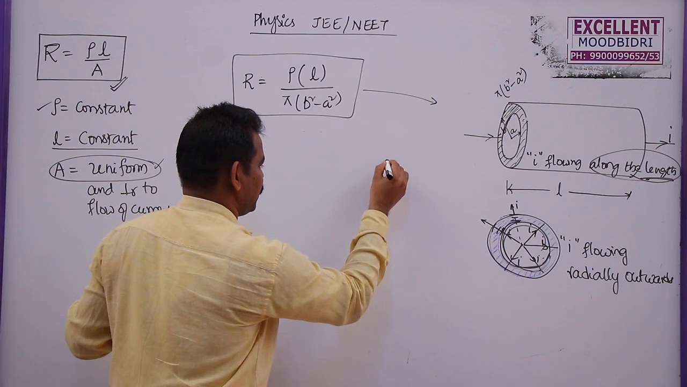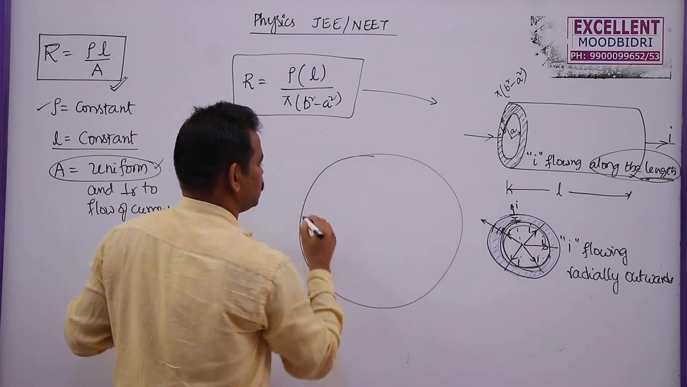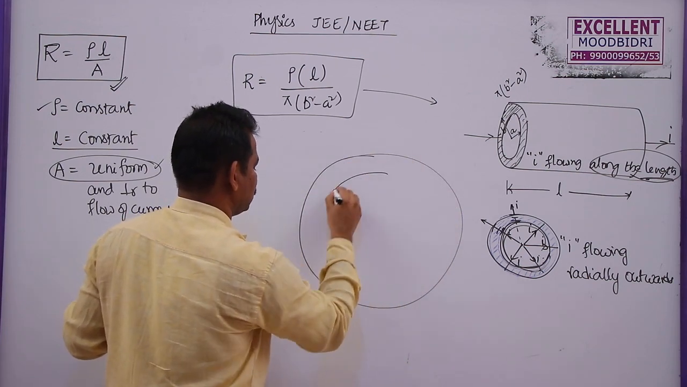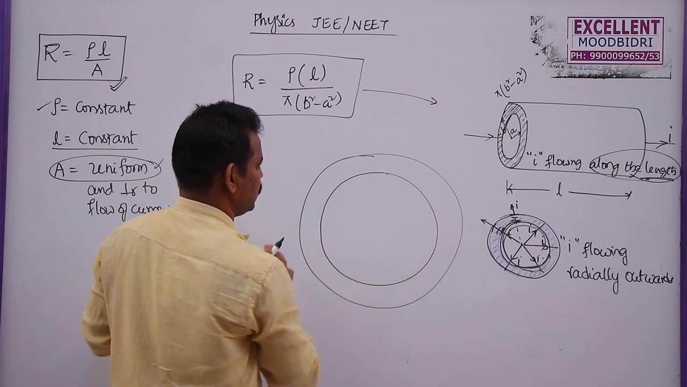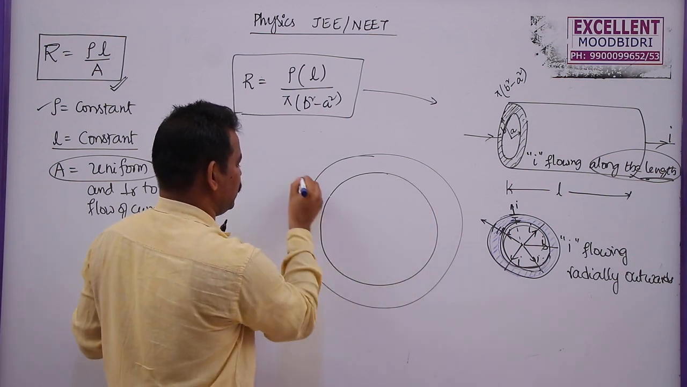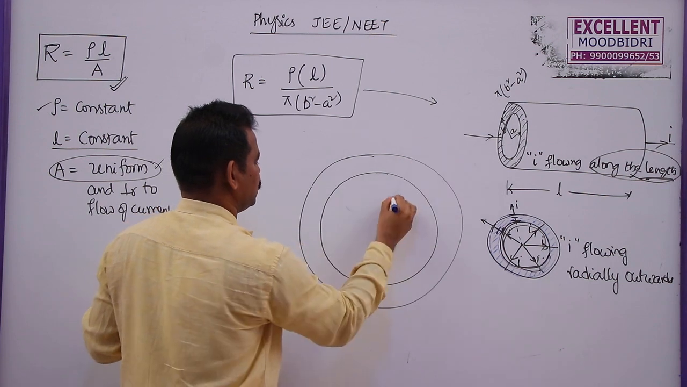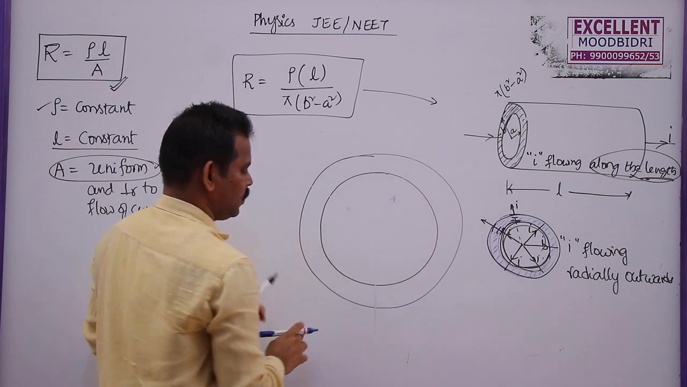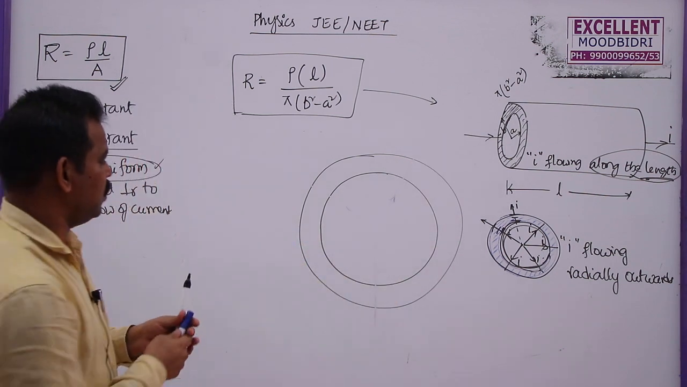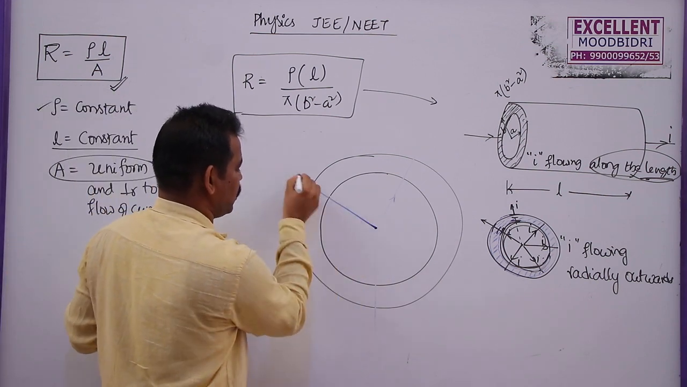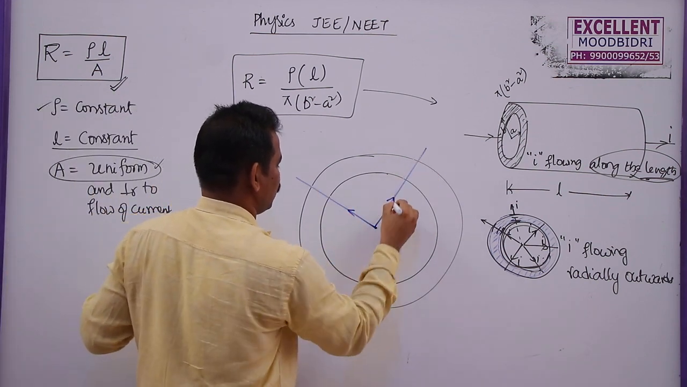So let me draw a bigger diagram here. This is the outer surface. This is the inner surface, and the current is flowing radially outwards like this. The area is not constant here. This is the direction of flow of current.